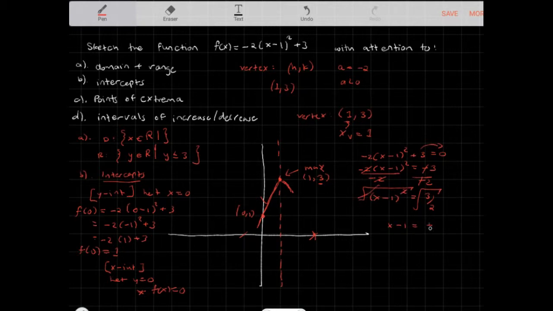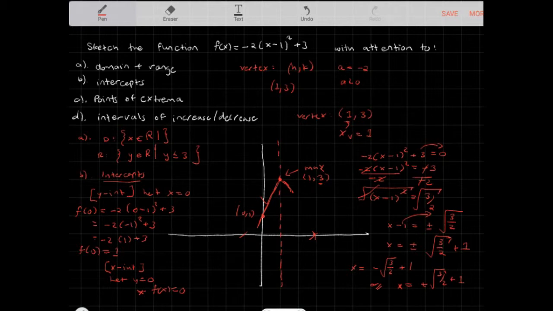x minus 1 is equal to, because square roots are plus minus, I'm going to write plus or minus the square root of 3 over 2. Move the 1 to the other side. x is equal to plus or minus the square root of 3 over 2, plus 1. So one of your points here is going to be negative square root of 3 over 2 plus 1, and positive square root of 3 over 2 plus 1.